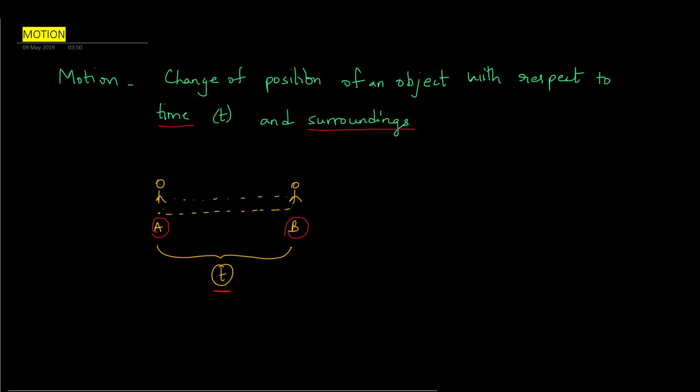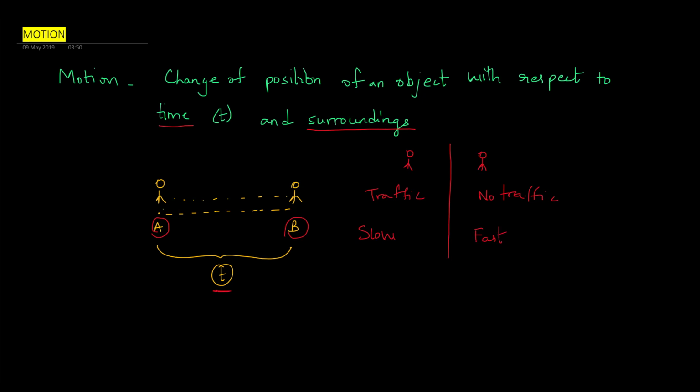Now considering surroundings, let's understand what is meant by surroundings. The same person has two cases: one where he is traveling in traffic, the other where he is traveling in no traffic. So you know that when you are traveling in traffic, the motion is slow, and with no traffic, fast. An example is your city lanes, and fast will be your highway.